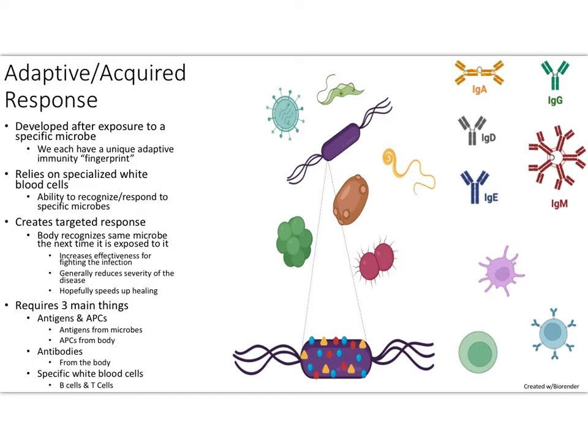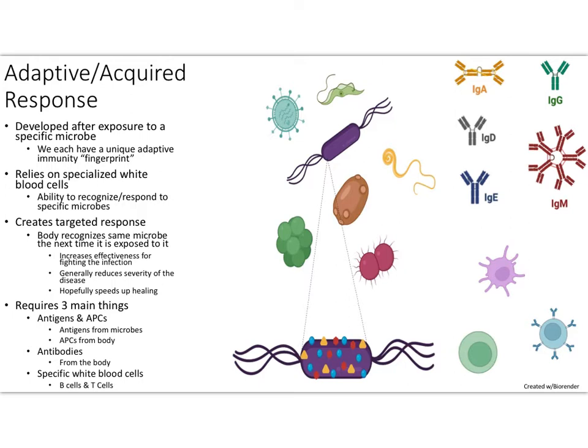Because of the ability to recognize the difference between microbes and remember that they have been seen before, our body is able to create a targeted response to that microbe so that the next time we see it, we are able to recognize that it is present, remember that we've seen it before, and act accordingly.